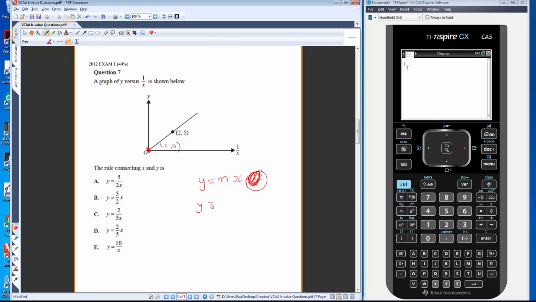So 5 on 2 x, but again this isn't a relationship between y and x, it's a relationship between y and 1 on x. So we're going to go 5 on 2 times not x but times 1 on x. That's y equals 5 on 2 times 1 on x, and there it is there.